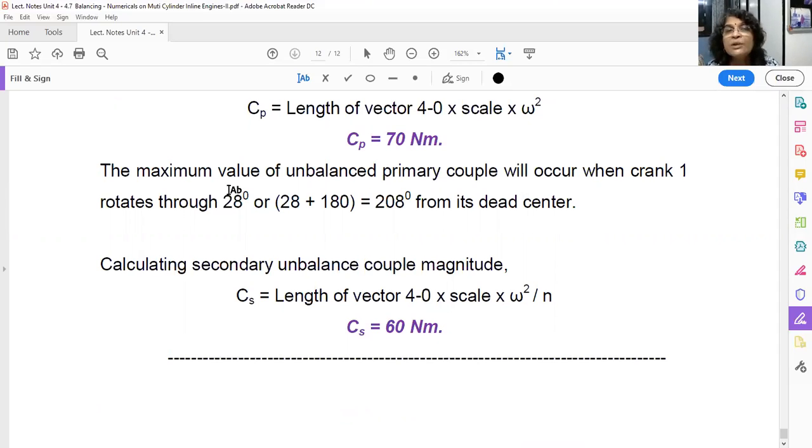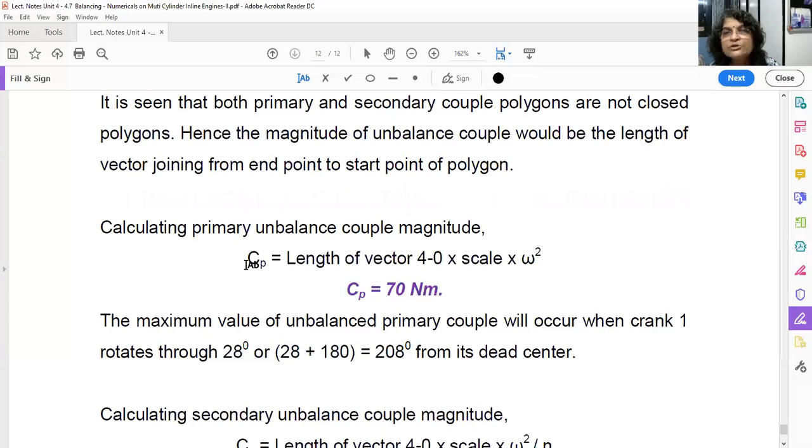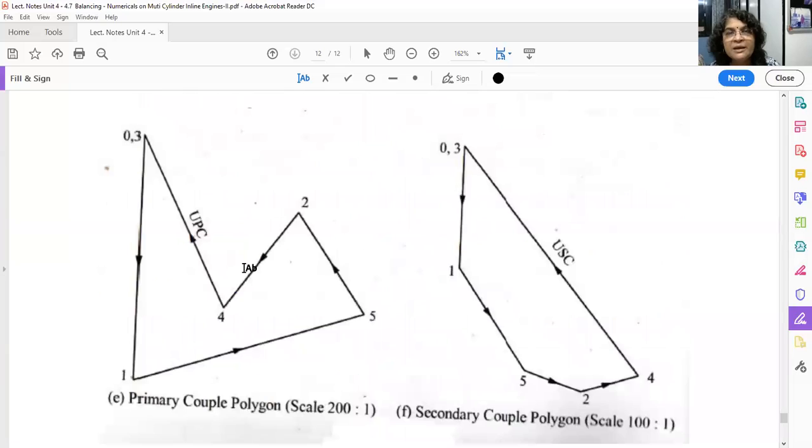Okay. Now let us, the last question what is asked in this problem, what is the angle maximum value of unbalanced primary couple will occur when crank 1 rotates through 28 degree or this degree from its dead center. Okay, so crank number 1, see primary, here it is. What is the primary couple polygon? This one. Okay, so crank number 1, this is the angle. See, this is your 0 to 1 is this length.